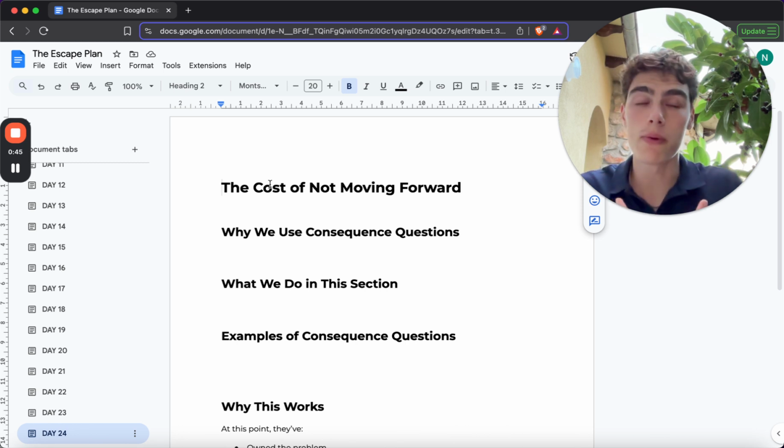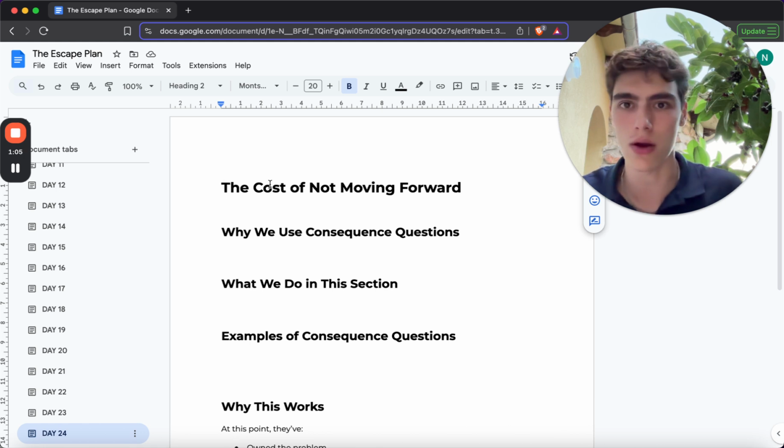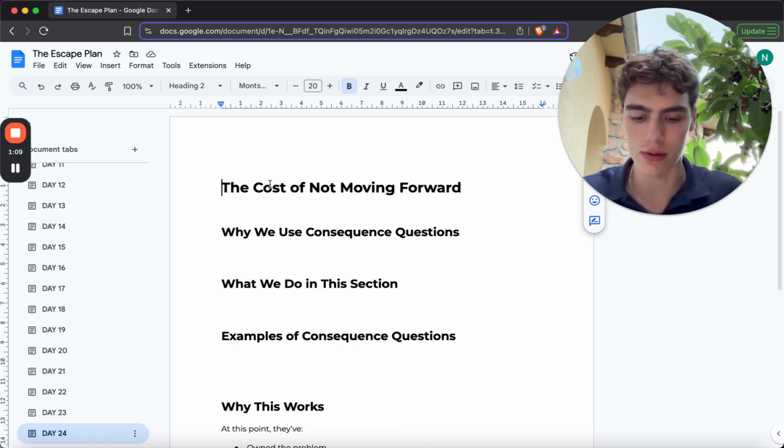But before we present and pitch the offer that we're selling, we do something that a lot of people skip, and this is where we get the prospect to think about what happens if they don't change. What happens if they don't do anything about their situation and they stay where they are? I like to call this the consequence section. Just the cost of inaction, really. And it's one of the most powerful tools in sales.